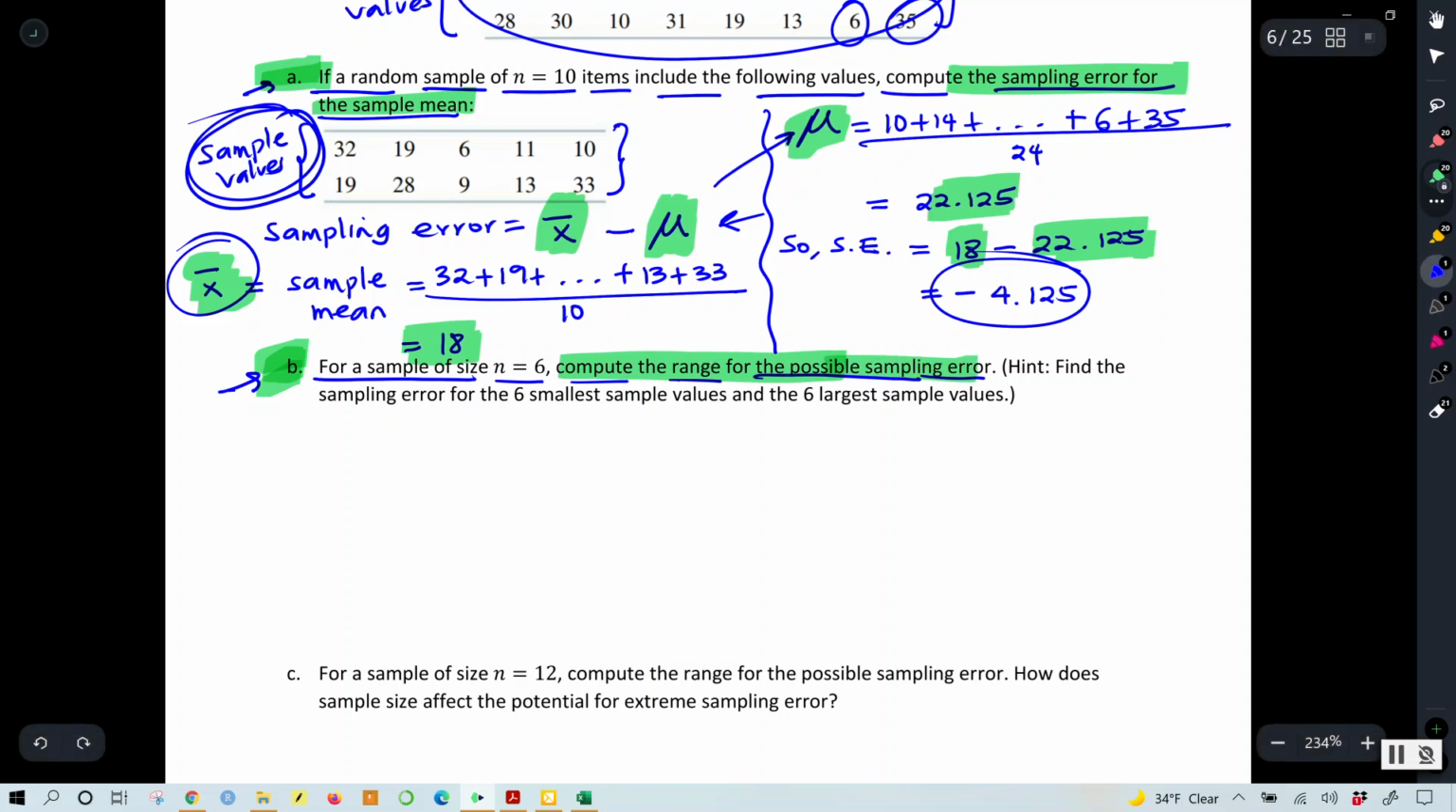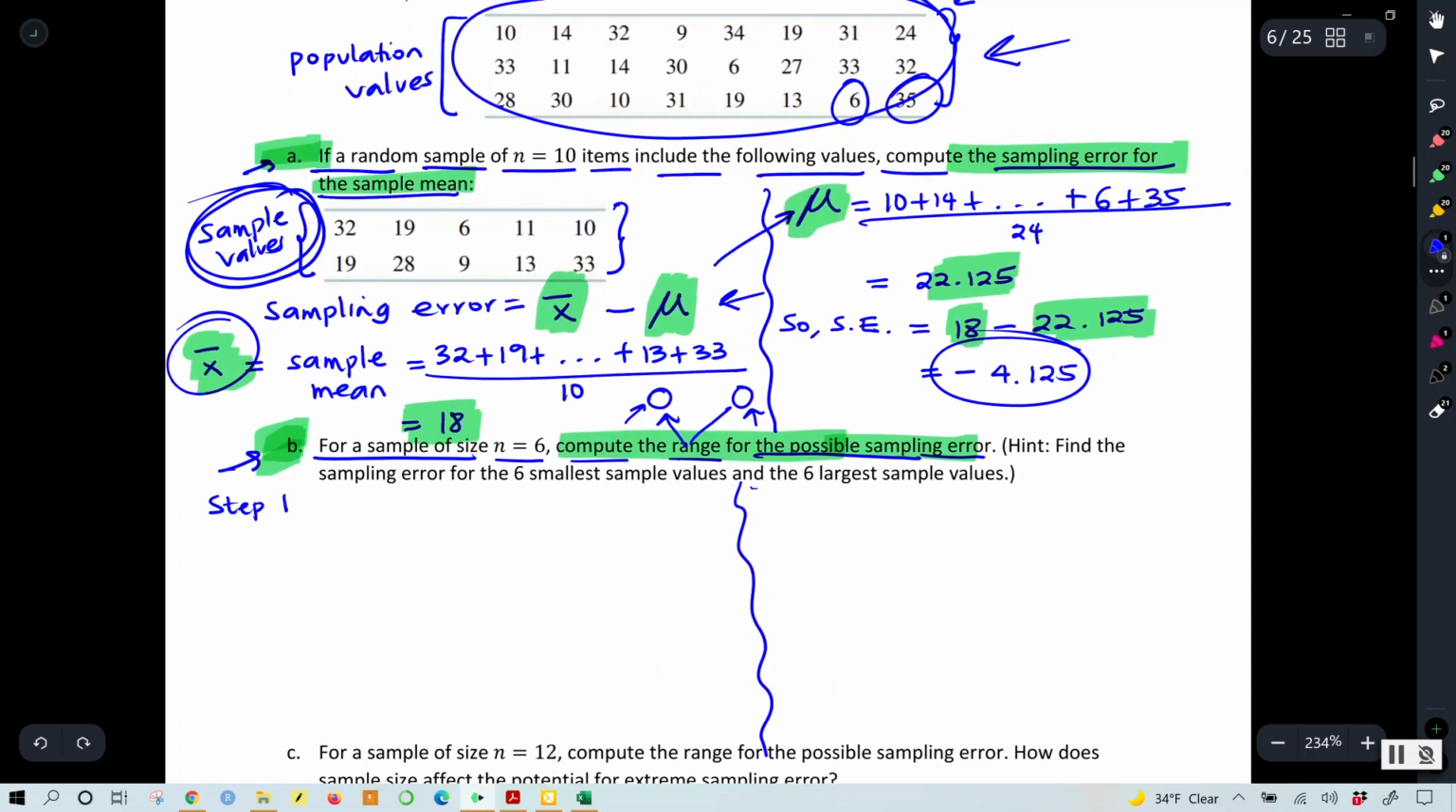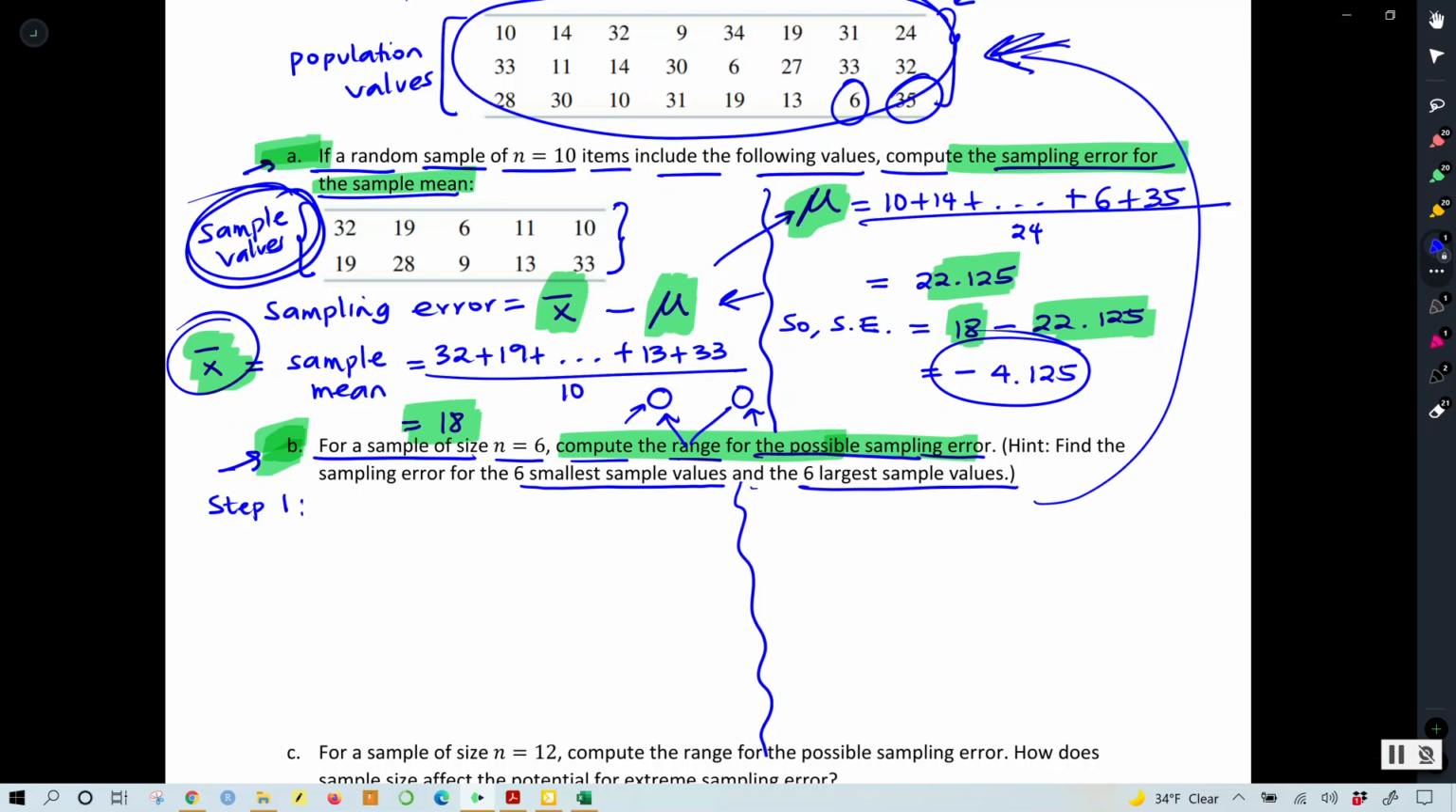To compute a range, it means I'm going to need to start from one value to another value. So there is going to be a lower value and an upper value. How would we do this? Let's begin. Step 1 would be to look at the entire data set, the population of data values. I am going to find the 6 smallest sample values and the 6 largest sample values. I think a good way to start that would be to sort all data values to begin with.